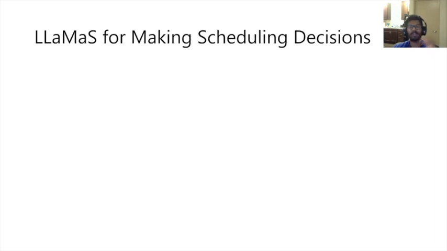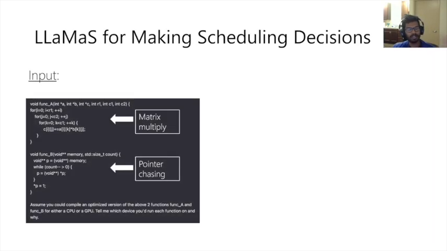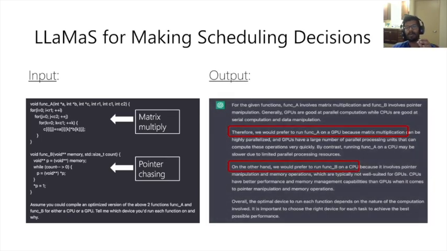We also saw that LLaMaS could make scheduling decisions given functions and hardware platforms, CPU and GPU. The model was able to identify what to run on what platform. It identified that the matrix multiplication is highly parallelizable, so decided to run it on GPU and pointer chasing on CPU. Now, these results have been promising, and we believe that cool and wild ideas such as LLaMaS would see the light of day in the near future.